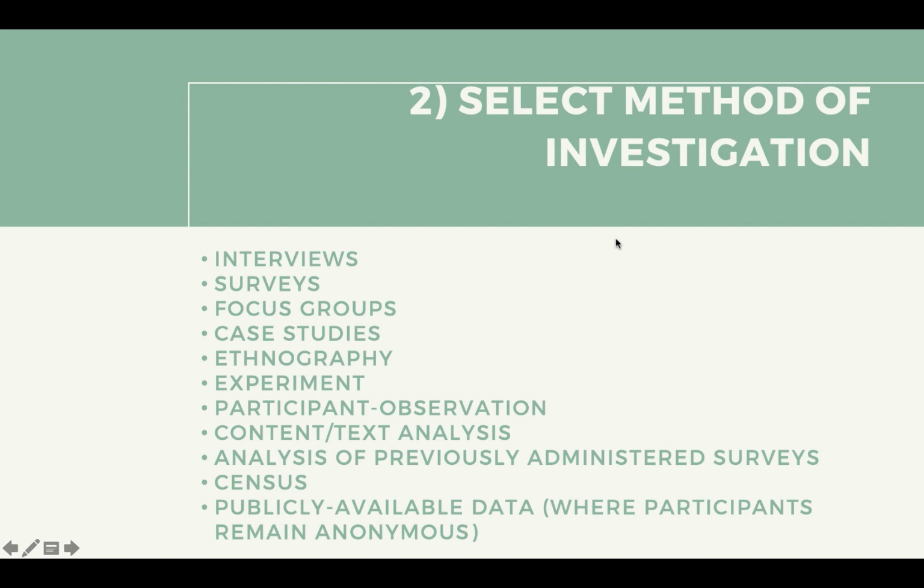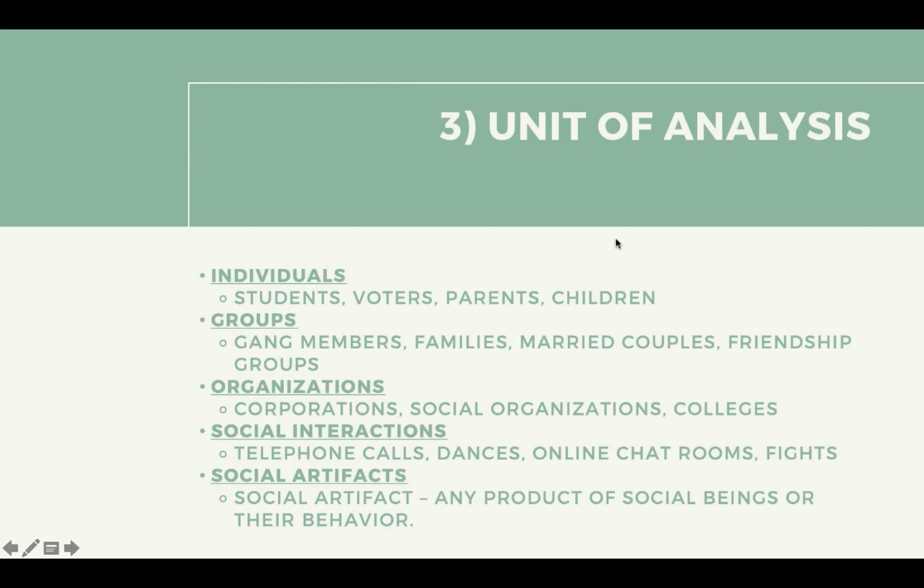The level of participantness depends on the researcher. You can be more of a participant or more of an observer. Content text analysis uses prior surveys or publicly available data. If you're using secondary analyses, you're kind of stuck with the unit of analysis that exists for those data. But if you're collecting primary data and doing direct observations, then you have the choice of what your unit of analysis is going to be.